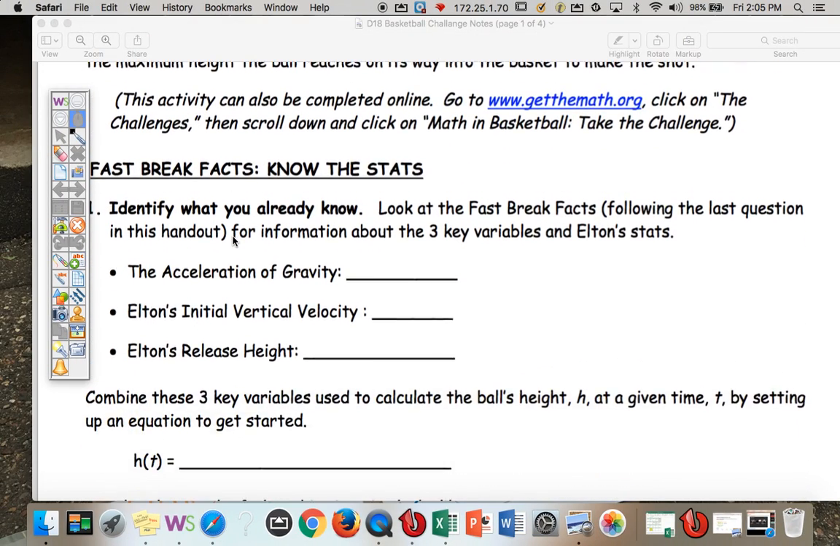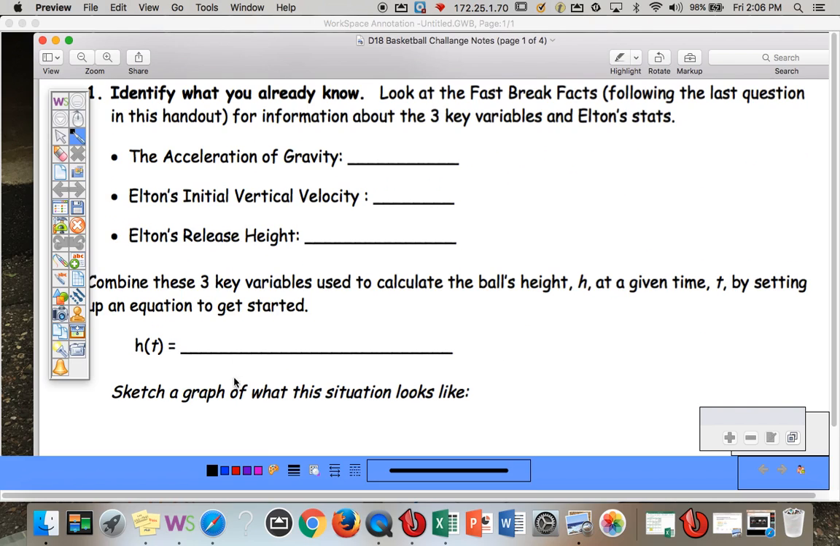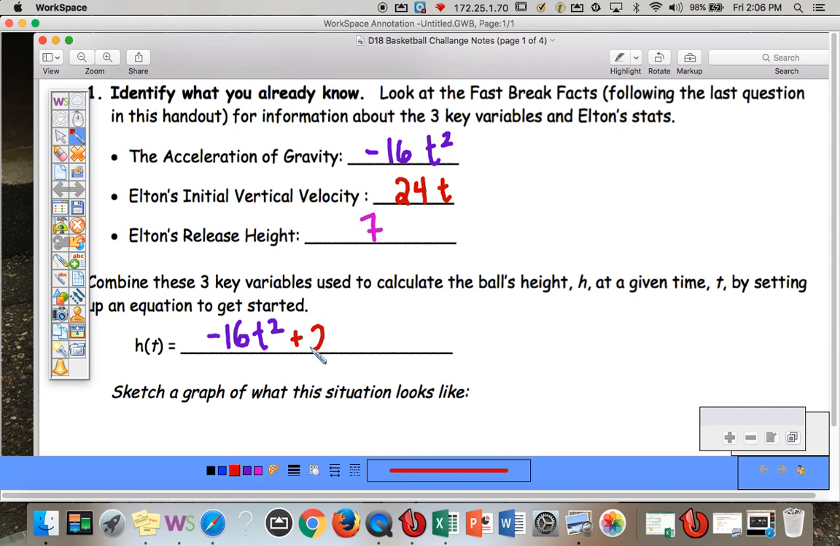All right, so let's put those in. Here are the numbers and his equation, and we'll sketch a graph of what this looks like. So the acceleration of gravity is downward at -16 t squared. His initial vertical velocity was 24 times t, and then his release height was 7 feet. So we put that all together to make this equation: -16 t squared plus 24t plus 7.